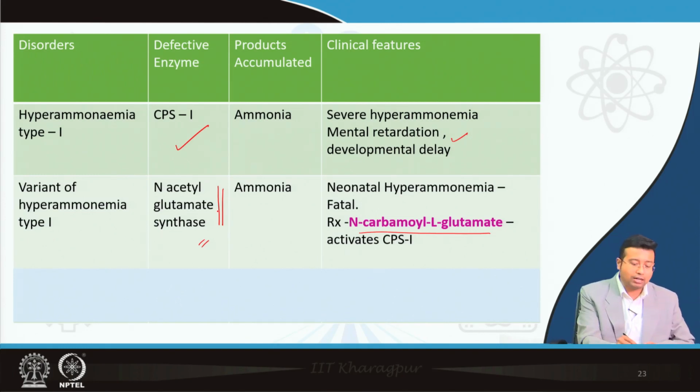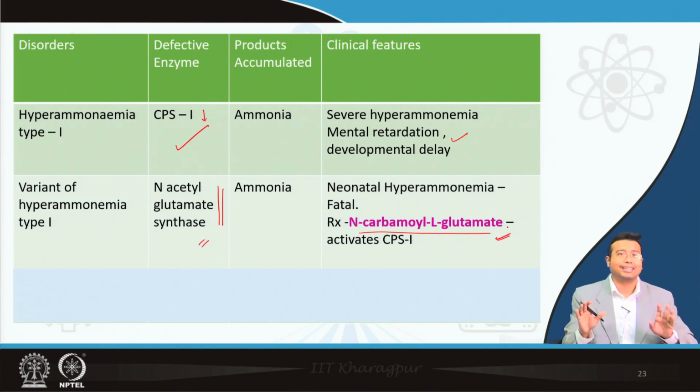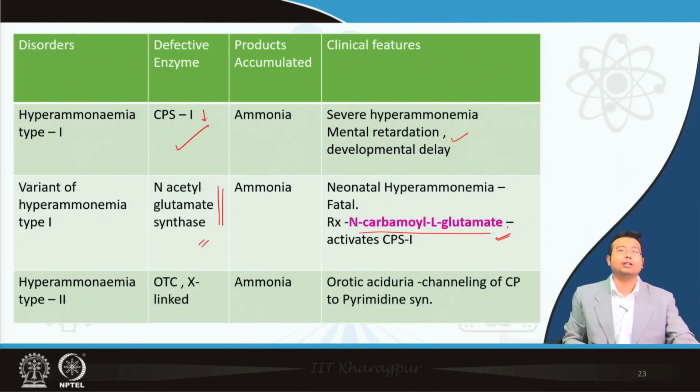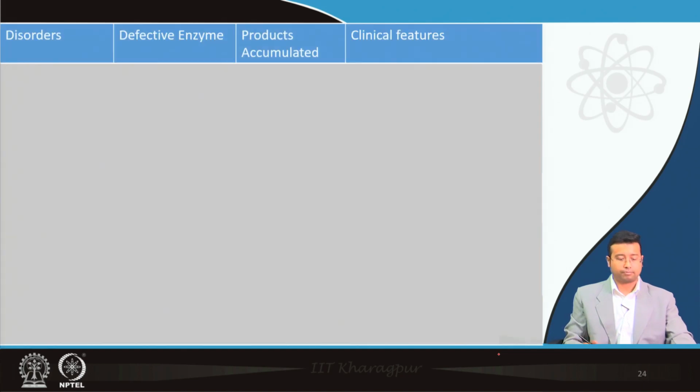So, if this enzyme is deficient, it is actually lowered, but with this treatment, the whole thing is taken care of. Hyperammonemia type 2, ornithine transcarbamylase deficiency, leading to orotic aciduria, all right. So, this is what happens here, the channeling of the intermediate to pyrimidine synthesis.